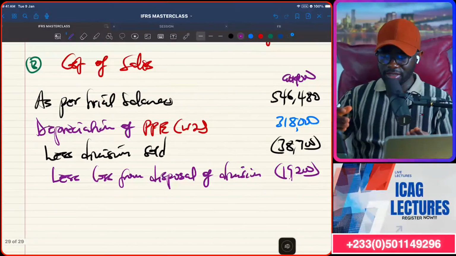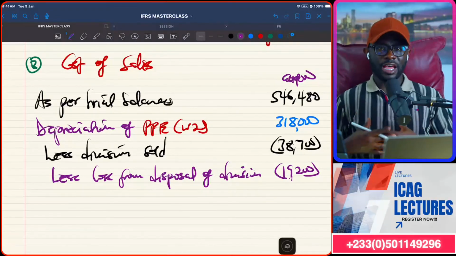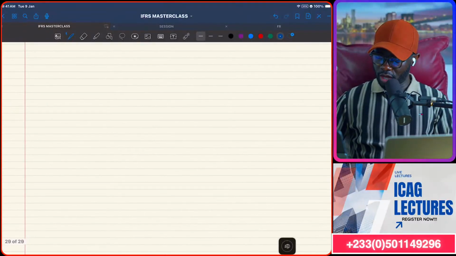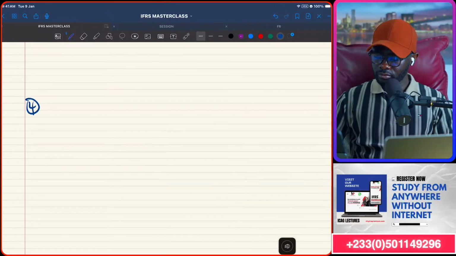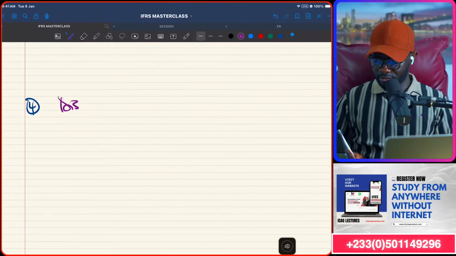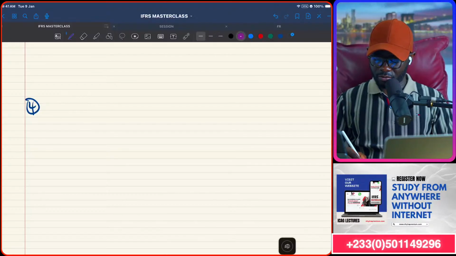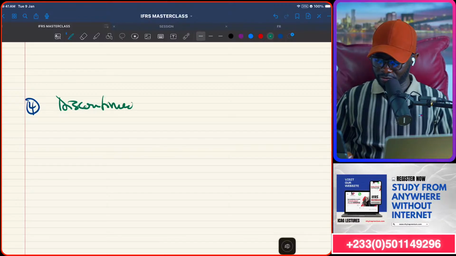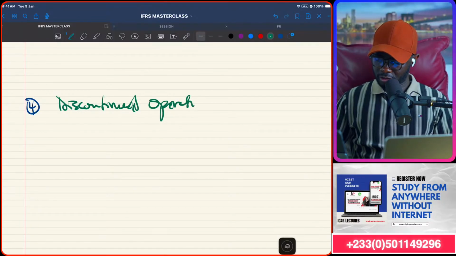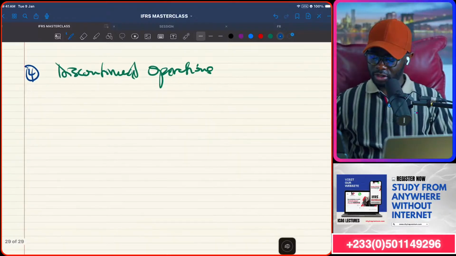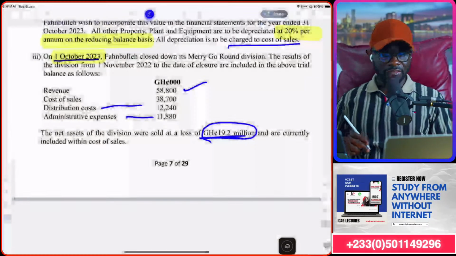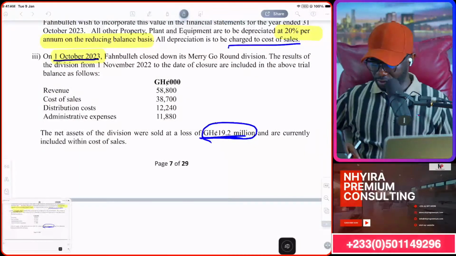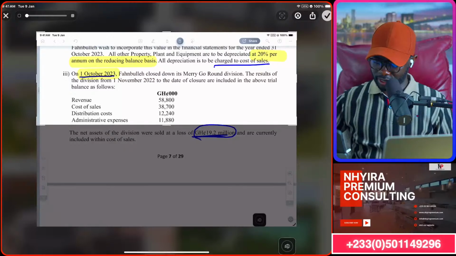But now it means that we have to work for that division that has been sold and build it into the system. So workings for. Let's look at the profit or loss on the discontinued operation, which will come as a line item in the financial statement. So from the division that has been sold, this is their data. So I'm going to just bring that data up here.